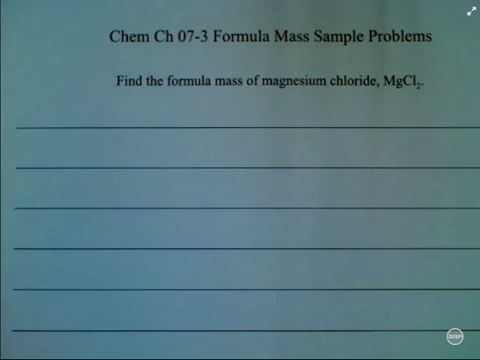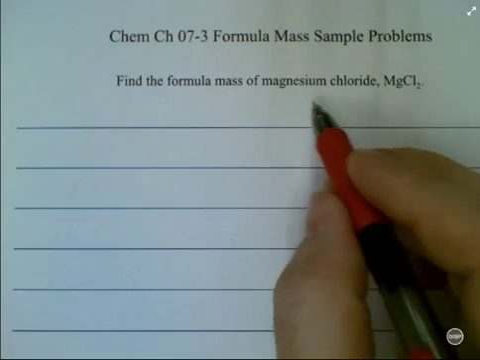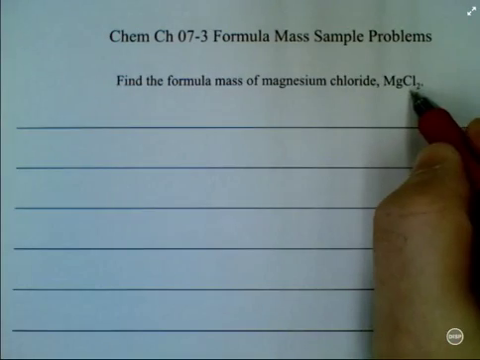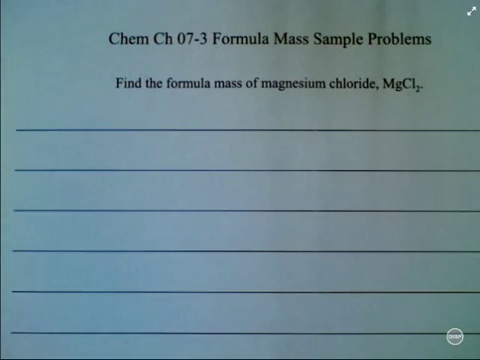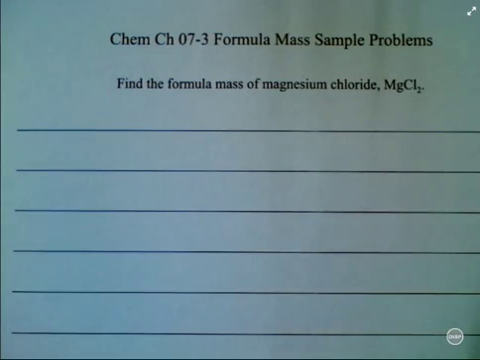Hi, Chemistry. This is another sample problem coming to you from Chapter 7, Section 3. Here we're calculating the formula mass of magnesium chloride, which is MgCl2. I'll be referring to a 5-step system for calculating formula mass. Please be sure that you've watched the video lecture and have taken appropriate notes, and have your note packet open to this system as you follow along.